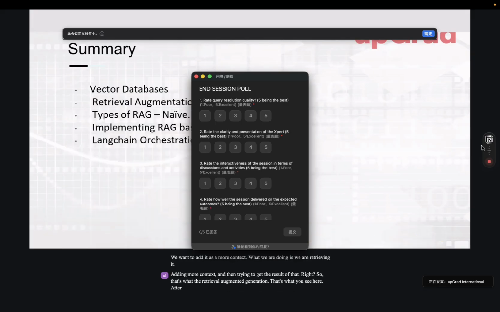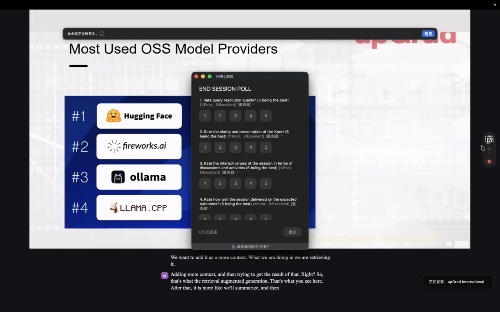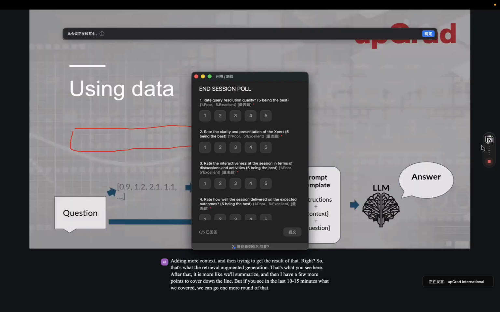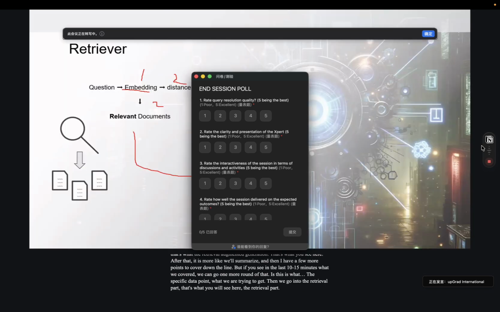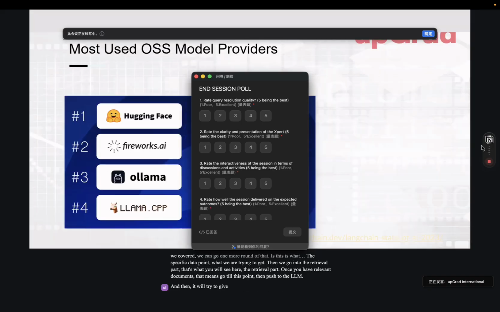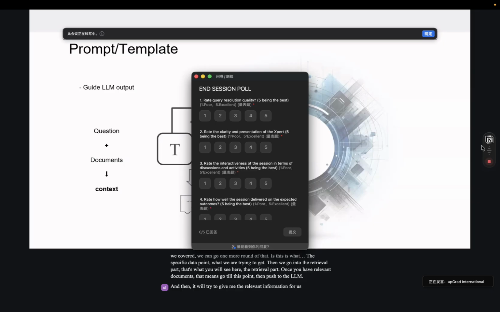After that, we'll summarize, and I have a few more points to cover down the line. But in the last 10-15 minutes of what we covered, we can go one more round of this: this is the specific data point we are trying to get. Then we go into the retrieval part. Once you have relevant documents, that means up to this point, we push to the LLM, and then it will give us the relevant information.